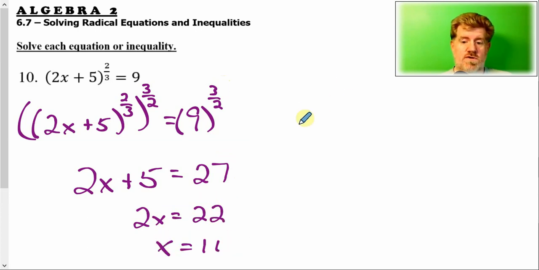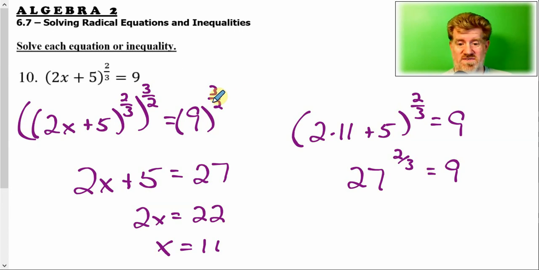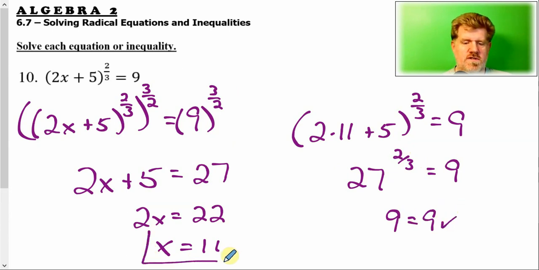Is 11 going to work out? Let's find out. 2 times 11 is 22. 22 plus 5 is 27. Is this true? Well, you might think if I get from here to here, it's got to be true. The cube root, since the 3 is the denominator, the cube root of 27 is 3. 3 squared is 9. This is true. That works.